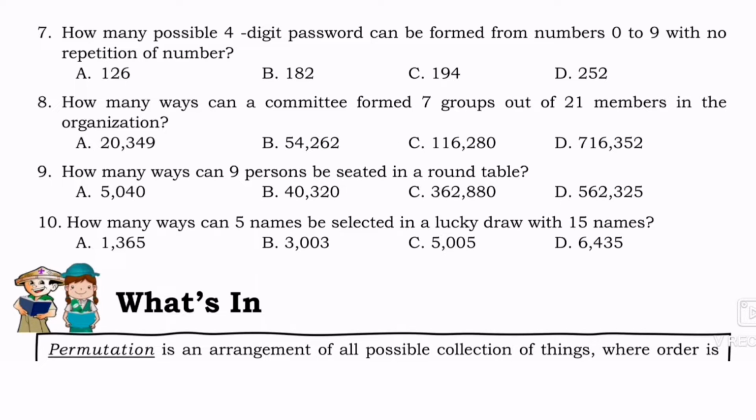Number 9, how many ways can 9 persons be seated in a round table? The answer is B. Number 10, how many ways can 5 names be selected in a lucky draw with 15 names? The answer is B.